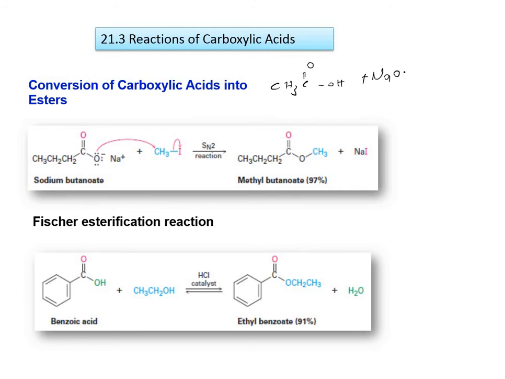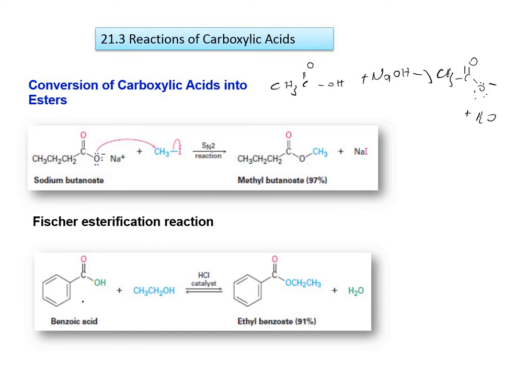If you react acetic acid with sodium hydroxide, it's an acid-base reaction, right? We generate an acetate anion, which is a good nucleophile, plus water. The sodium counter cation should be here. But this part is going to be our nucleophile. Nucleophiles can attack substrates bearing good leaving groups. For example, here we can synthesize methyl butanoate. So it's an ester.